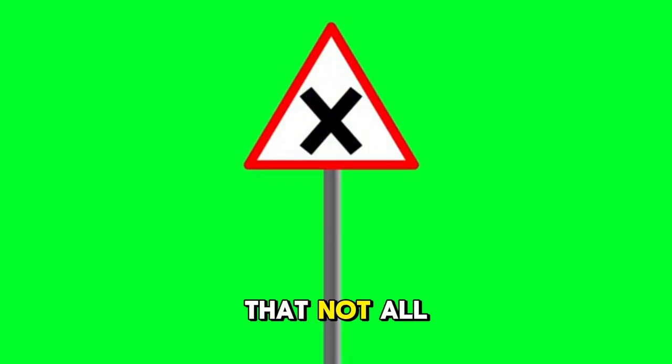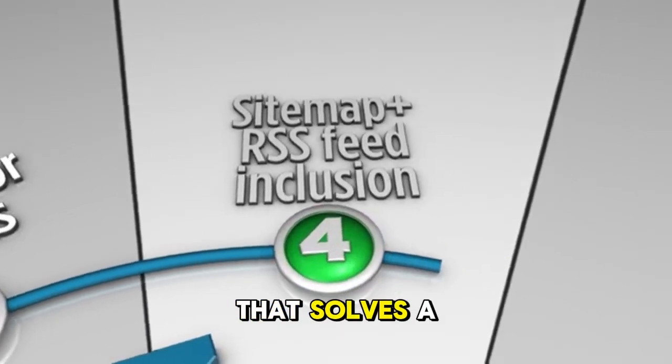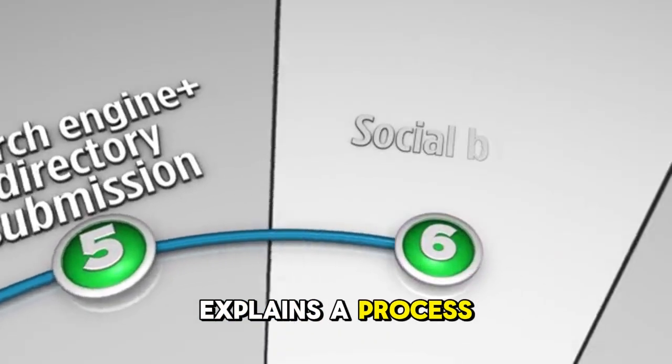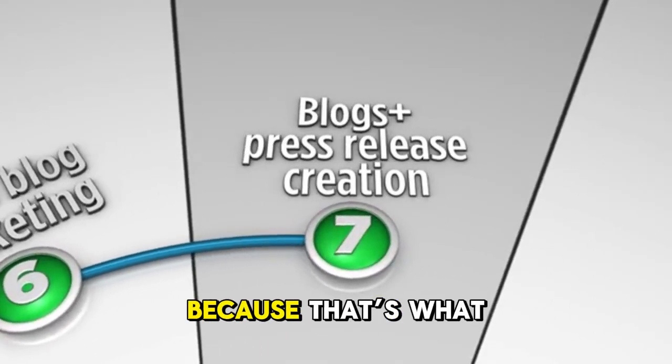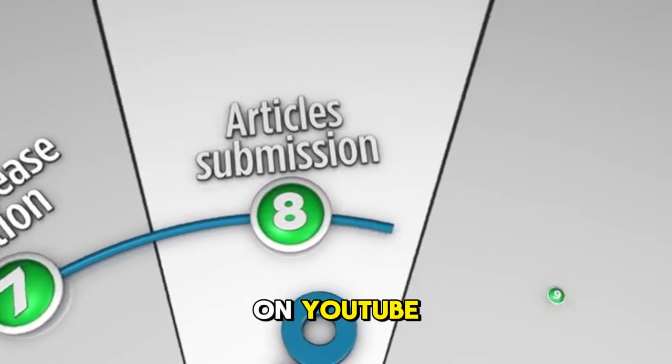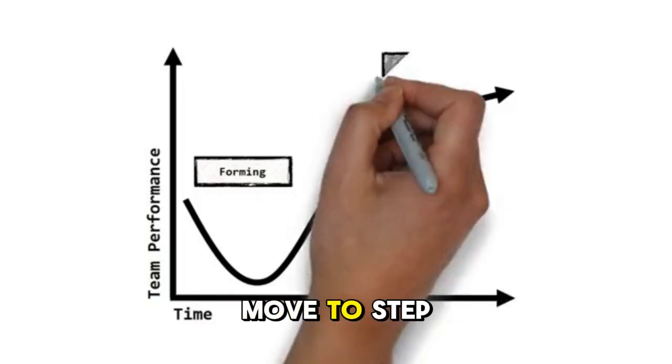Keep in mind that not all blog posts work well as videos. Focus on content that solves a problem, explains a process, or answers common questions, because that's what people search for on YouTube. Once you've chosen your post, move to Step 2.